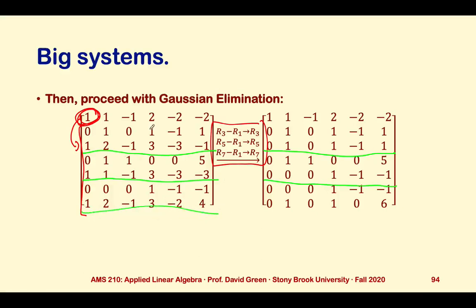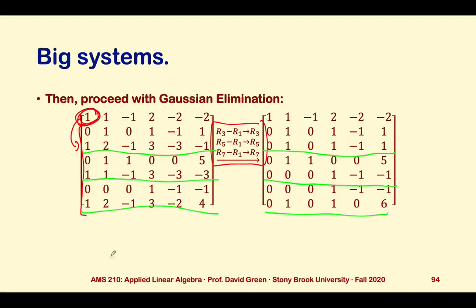Finally, the last row, 1 minus 1 is 0. 2 minus 1 is 1. Negative 1 minus 1 is 0. 3 minus 2 is 1. Negative 2 minus negative 2 is 0. And 4 minus negative 2 is 6.